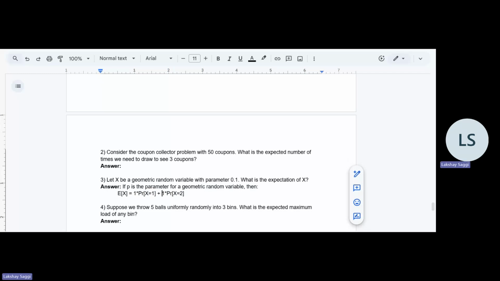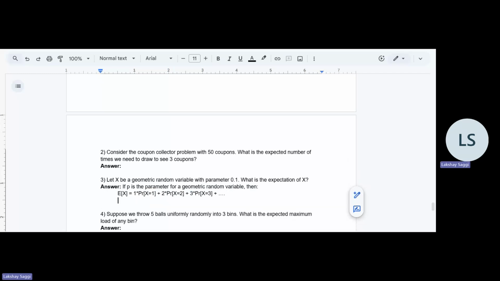What's the probability with which heads comes up for the first time on the second try? We have used 2 tries, so we multiply it by 2. Similarly, plus 3 times the probability that X equals 3, and this goes on till infinity. So, plus dot dot dot. And what is this equal to?